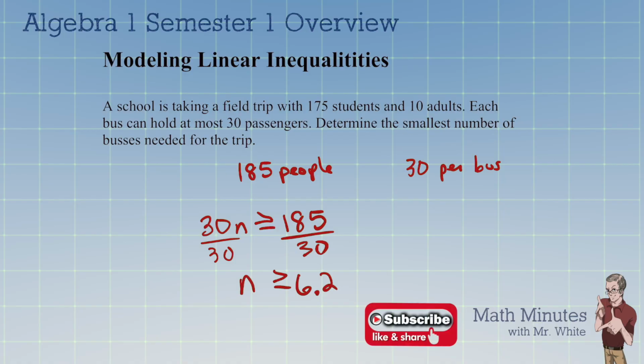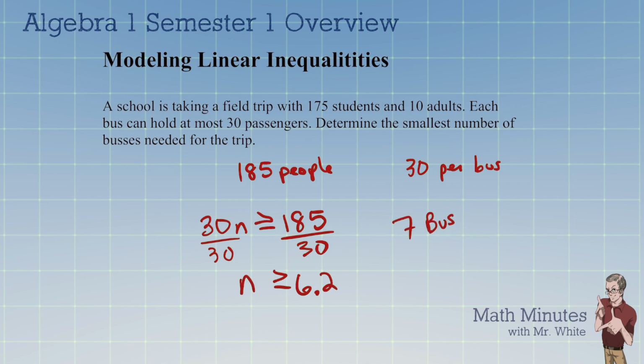But let's think about this word problem, folks. Can we have 0.2 buses? No. Now, will 6 buses be enough? No, because the answers are everything above 6.2. So 6.3, 6.4, 6.5, and the first whole number would be 7. So 7 buses would be needed in order to get the kiddos and all the teachers to this field trip.